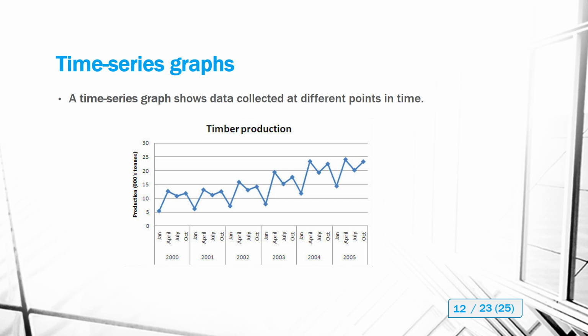A time series graph will show data collected from different points in time. So here we have an example of timber production for quarters of the year. For each quarter, there's a data point. The graph can go up and down. You typically see these types of graphs also with, say, stock markets. So you'll have investment companies that will produce graphs that show, over time, things like the Dow Jones Industrial Average. You're just collecting data at different points in time and plotting it on the chart, and it just goes up and down.